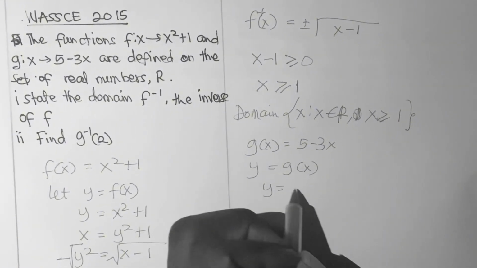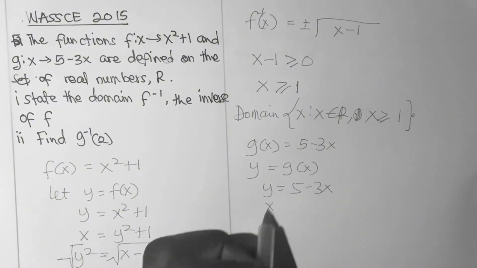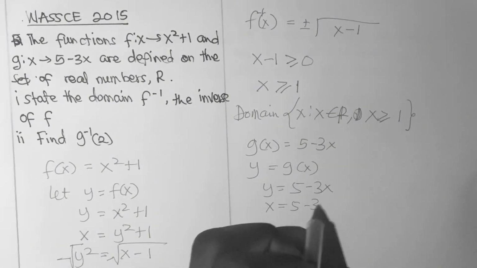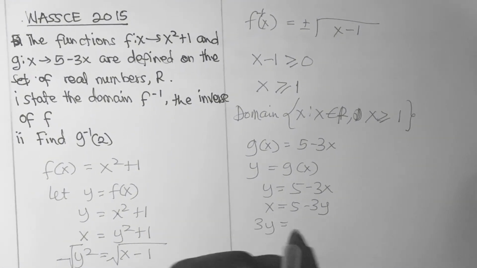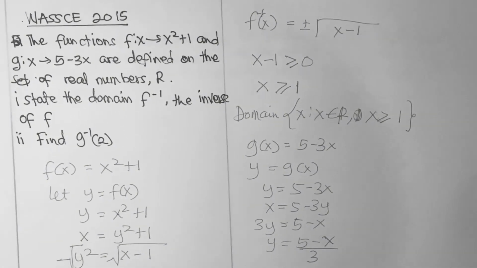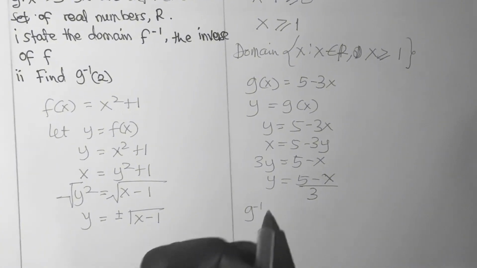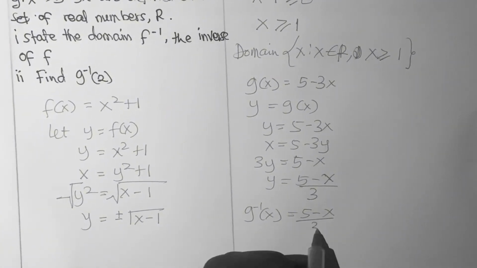So y is equal to 5 minus 3x. So interchange x and y. So x is equal to 5 minus 3y. Then solve for y. So 3y is equal to 5 minus x. So y is equal to (5 minus x) over 3. So what it means is that J inverse of x is equal to (5 minus x) over 3.